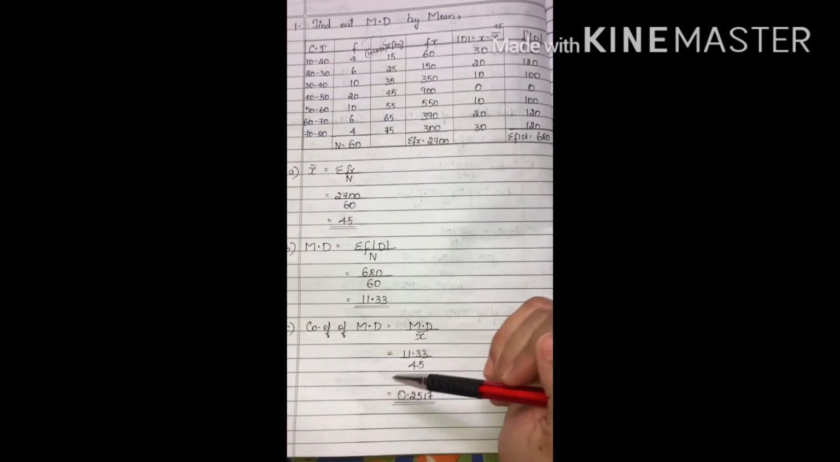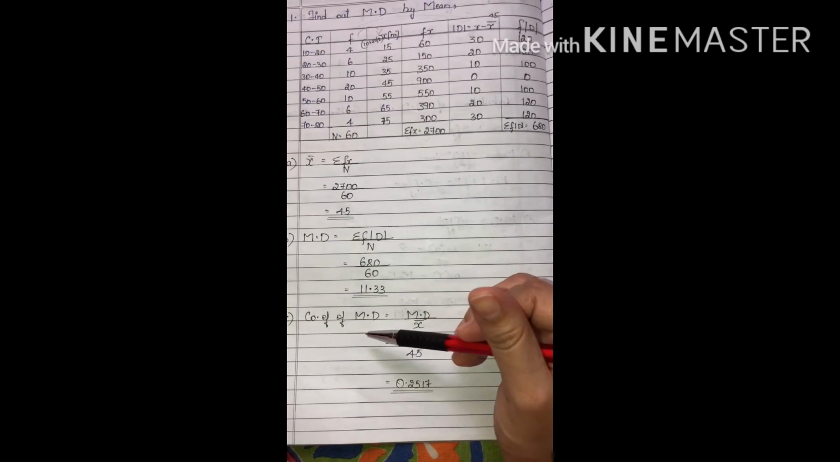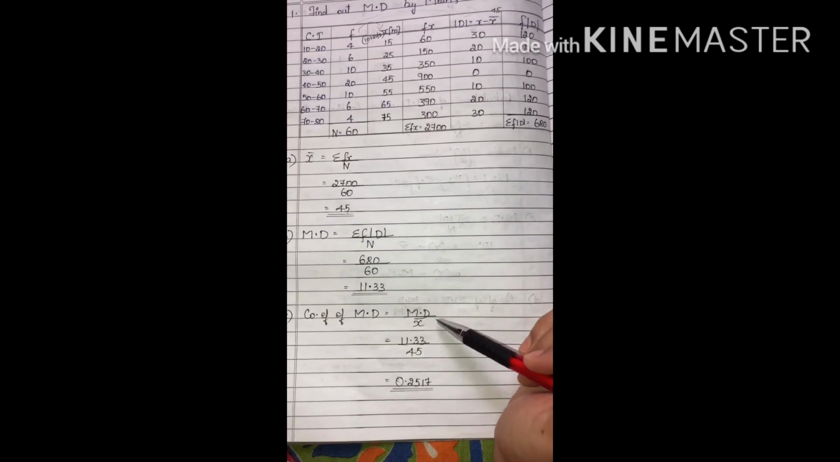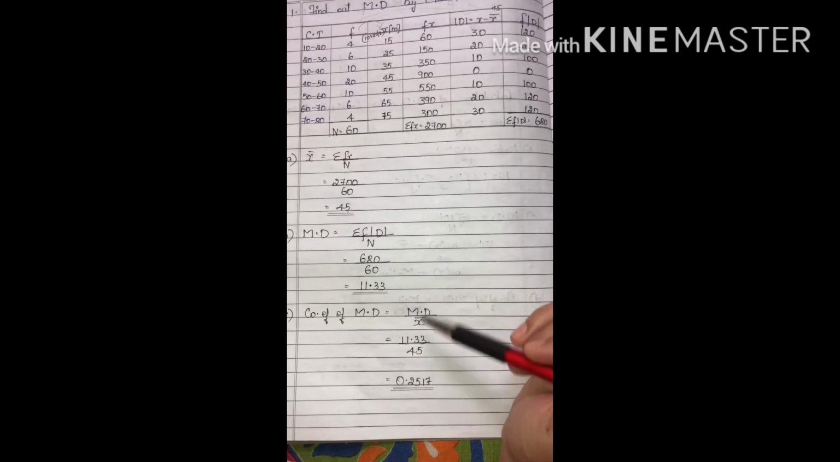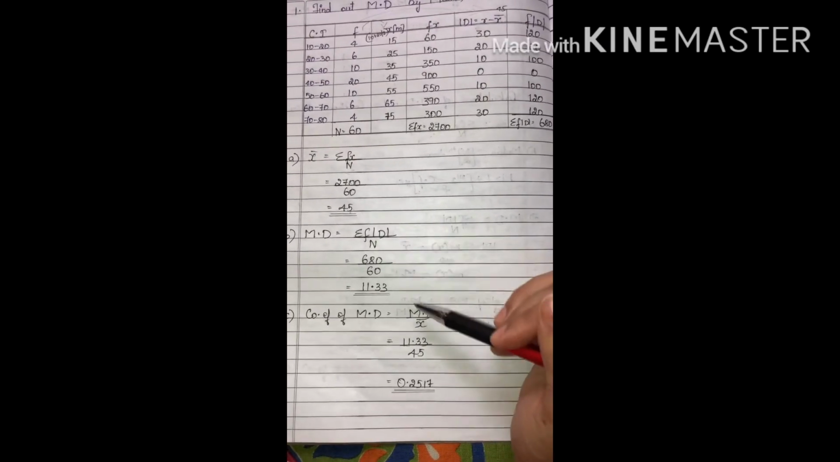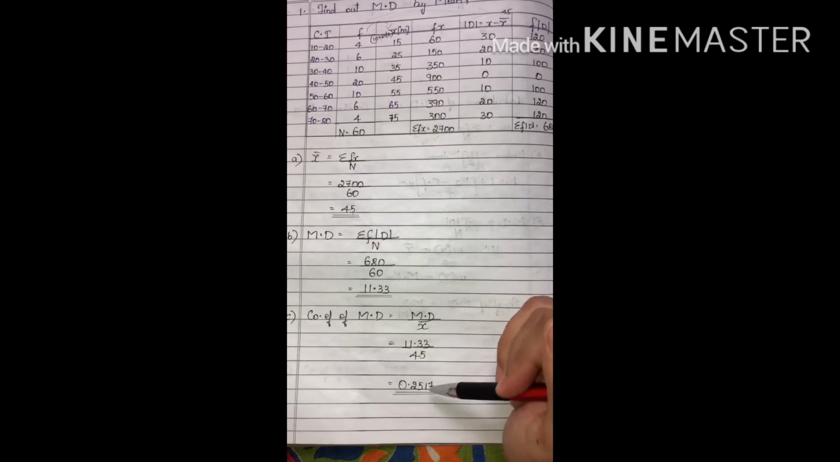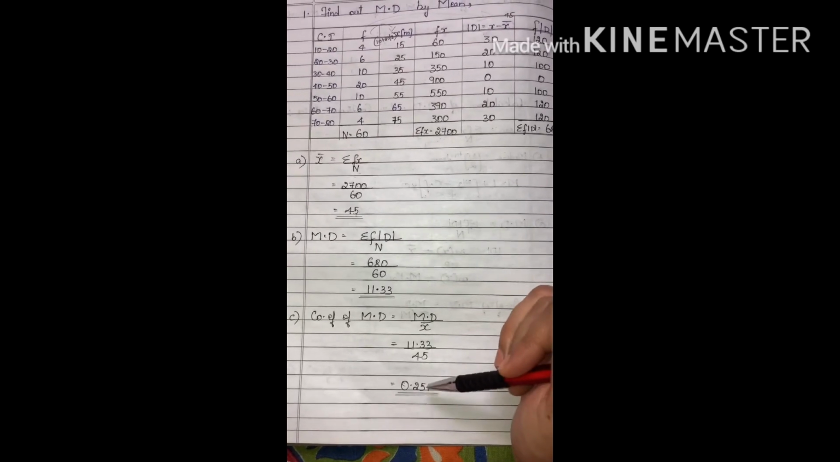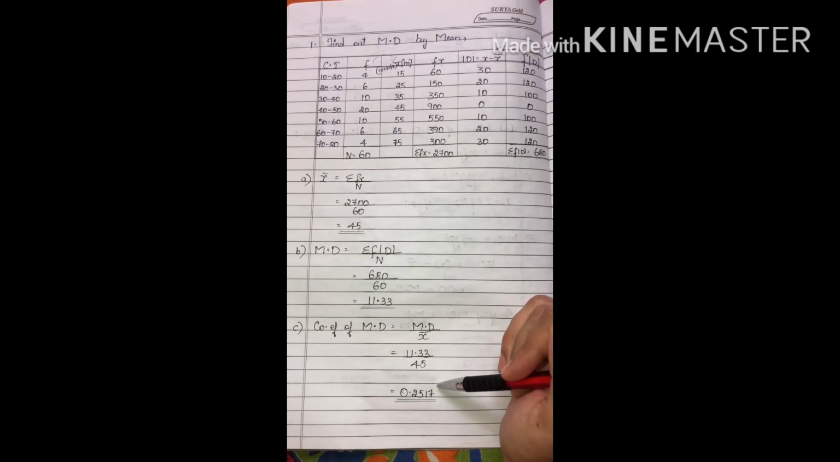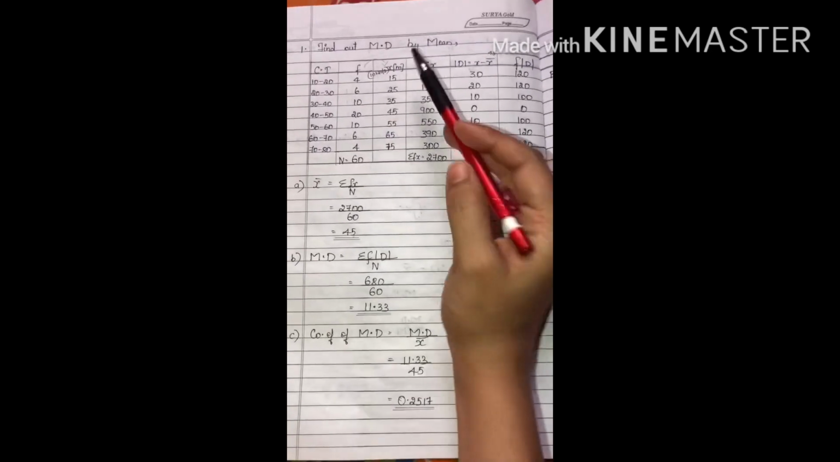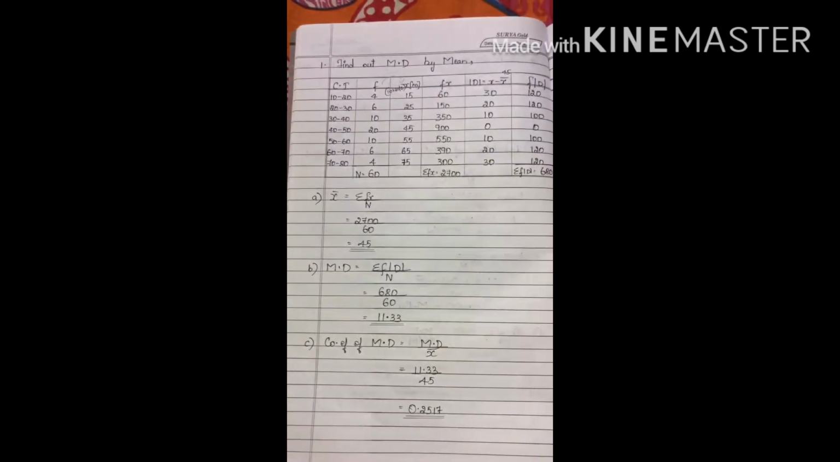So the last step of this is the coefficient of mean deviation. The formula is mean deviation divided by x bar. Mean deviation is 11.33 divided by x bar, 45. So if you do the division, you are getting 0.2517. This is how you need to solve mean deviation under continuous series under the mean method.